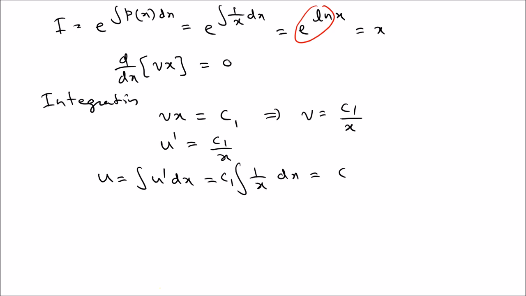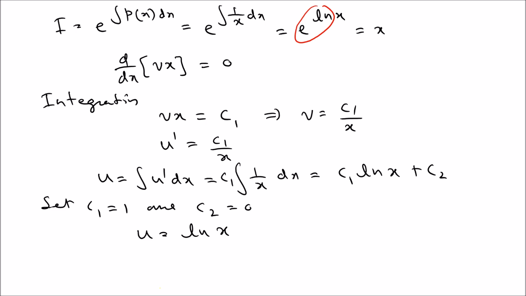That means c1 ln x plus c2. But what you can do, you can ignore c2 because we are looking for one solution. We can even say c1 equals 1. So set c1 equal 1 and c2 equal 0 because we are looking for just one solution here. So that means you're going to get u equals ln x. Actually here you can say absolute value because we did not restrict only to positive x. So x can be positive or negative. So you can have ln of absolute value of x there.